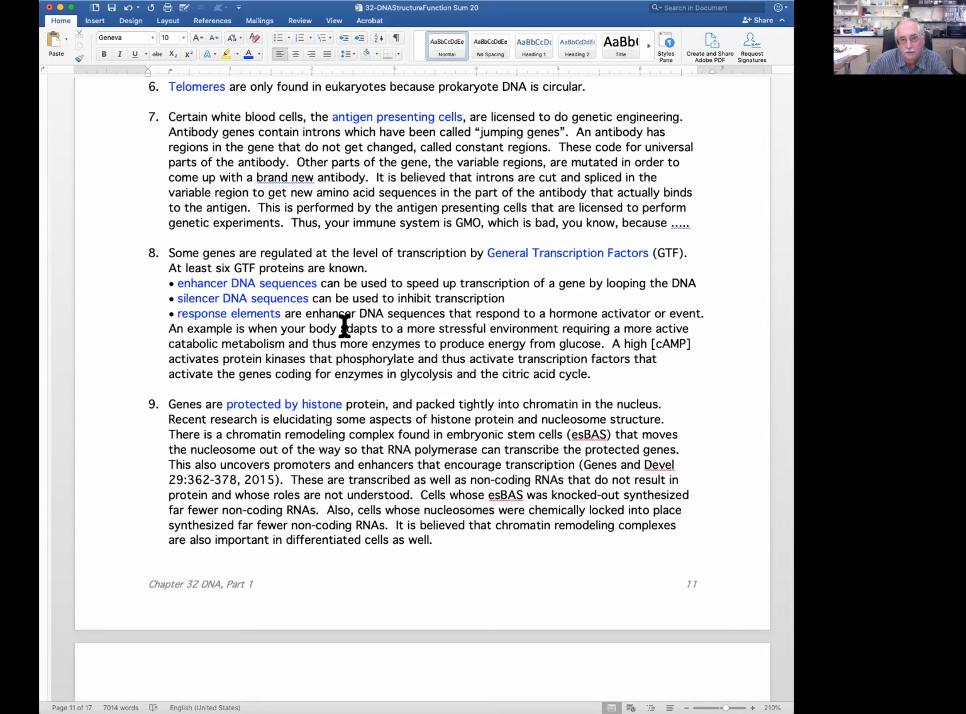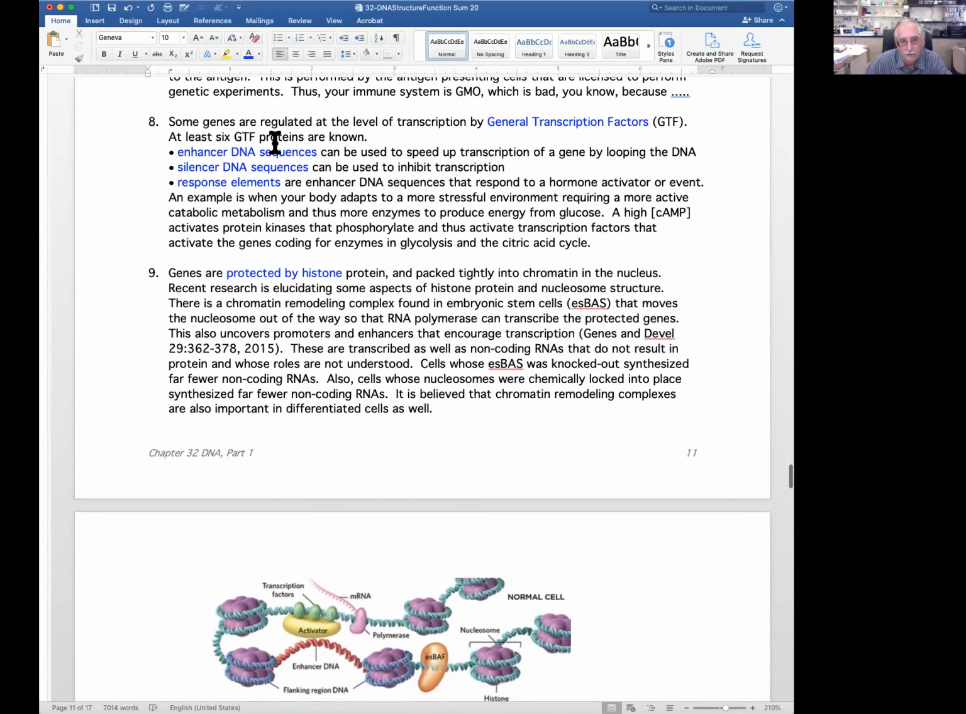And then we have regulation at the level of transcription by general transcription factors. We know of at least 6. So enhancer DNA sequences can be used to speed up transcription. Silencer DNA sequences can be used to inhibit transcription. Response elements. And you know what? Many of these are not in what's tested for in gene testing. The simple gene testing is not going to do everything we need it to do.